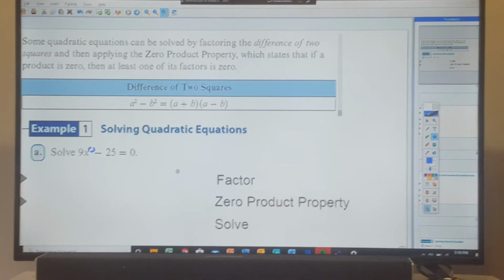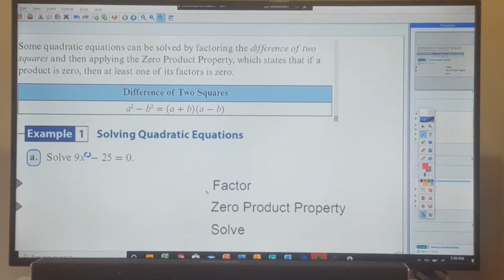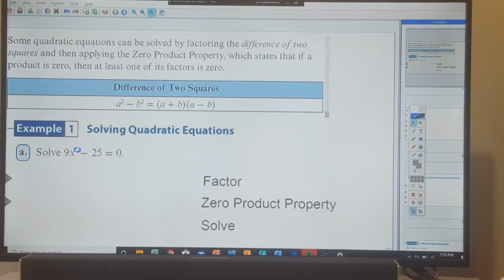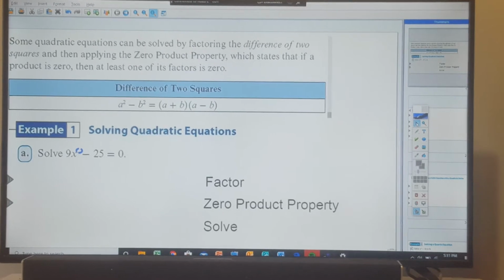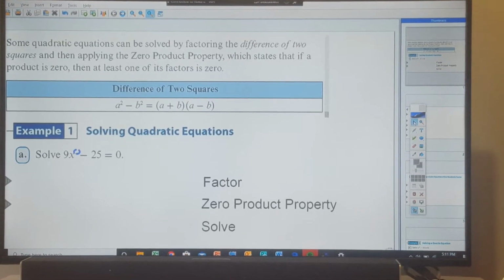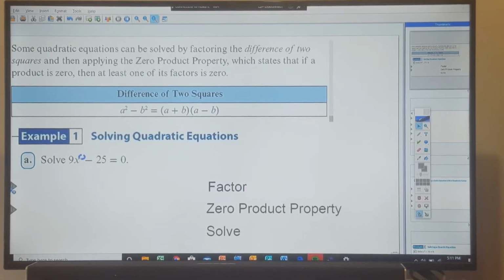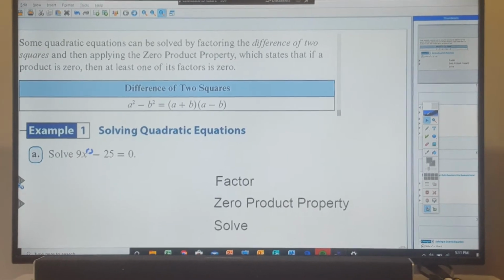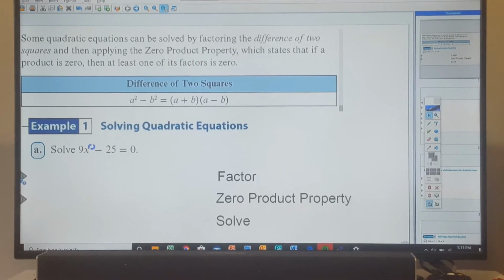So we're solving for that quadratic equation. Well, the first thing we want to do is try to factor. Now this says factor. What we often forget is to look for the greatest common factor. So we look at 9x squared and 25. Is there a common factor? No, there's not. So we should recognize that it's a difference of two squares.